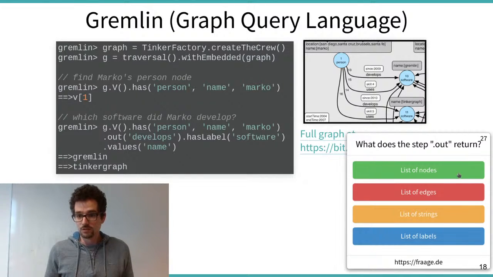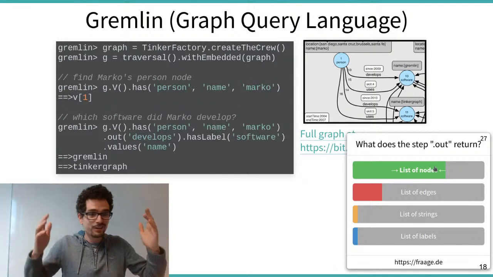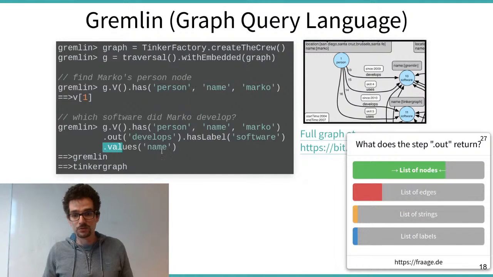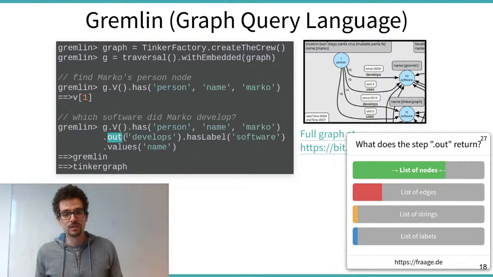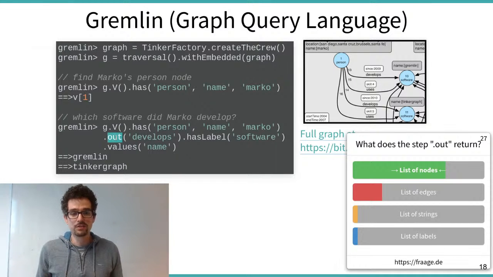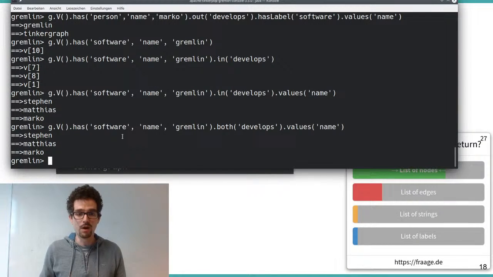Okay, of course it's a list of nodes. Everything is a list of nodes except these values. Some of you answered a list of edges. This makes sense, right? Because I am in a vertex and I go to the outgoing edges. But Gremlin says out doesn't give you the edge if you really want the edge.